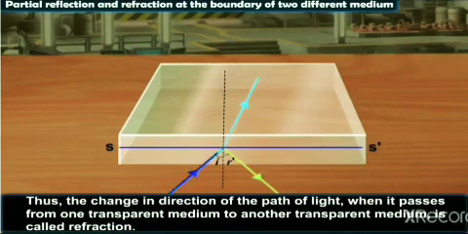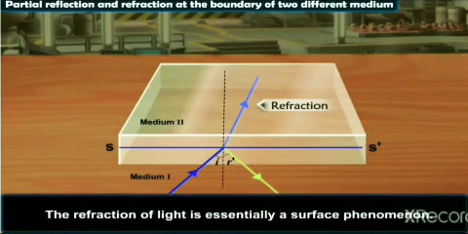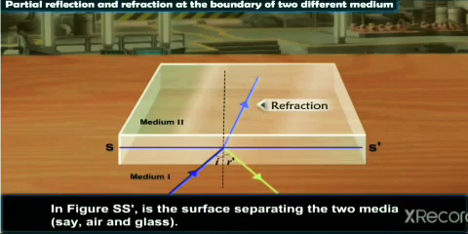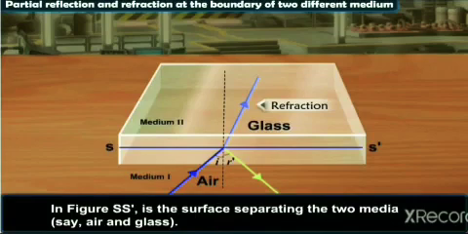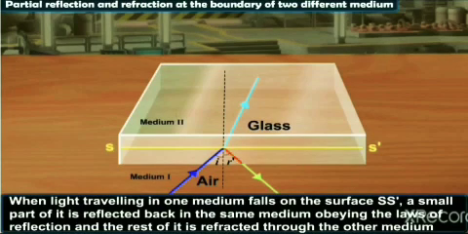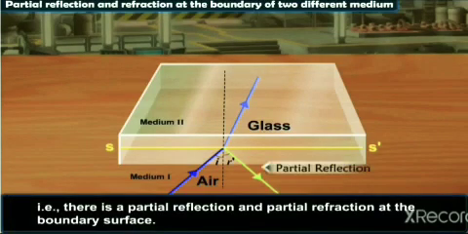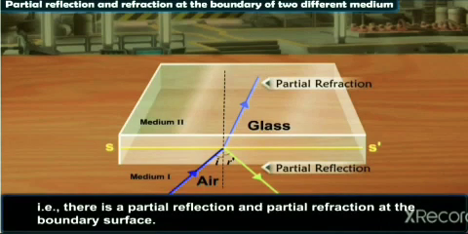Thus, the change in direction of the path of light when it passes from one transparent medium to another transparent medium is called refraction. The refraction of light is essentially a surface phenomenon. In the figure, S' is the surface separating the two media, say air and glass. When light traveling in one medium falls on the surface S', a small part of it is reflected back in the same medium, obeying the laws of reflection, and the rest of it is refracted through the other medium. That is, there is a partial reflection and partial refraction at the boundary surface.